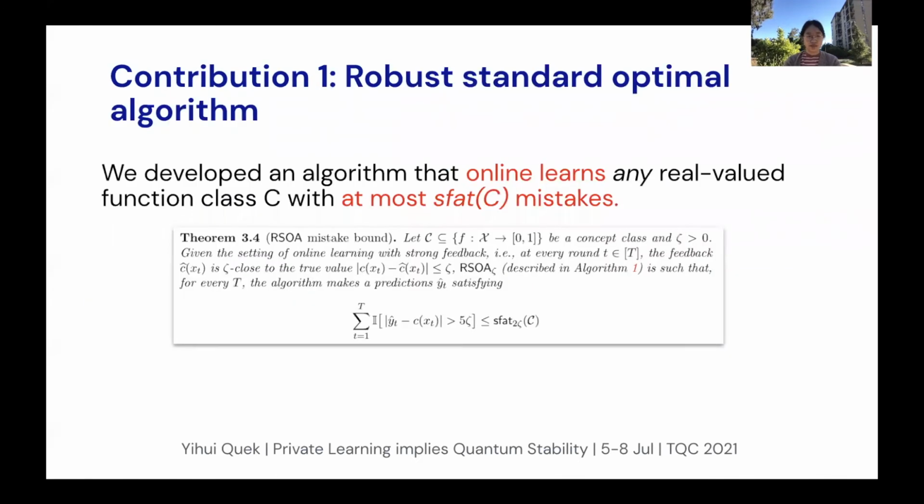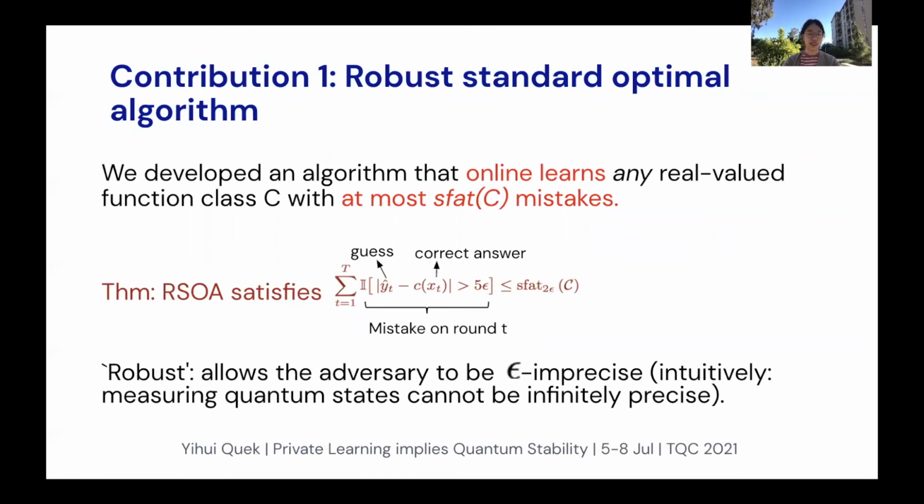In order to do this, we had to develop an algorithm that online learns any real valued function class with at most SFAT of that class number of mistakes. I haven't actually told you the definition of sequential fat shattering dimension, in the interest of time, but we can understand it as something similar to the notion of VC dimension in PAC learning. And I guess one of the main lessons of learning theory is that learning problems are characterized by these combinatorial dimensions. The way we proved this was to develop an algorithm that online learns any real valued function class C with at most SFAT of C mistakes.